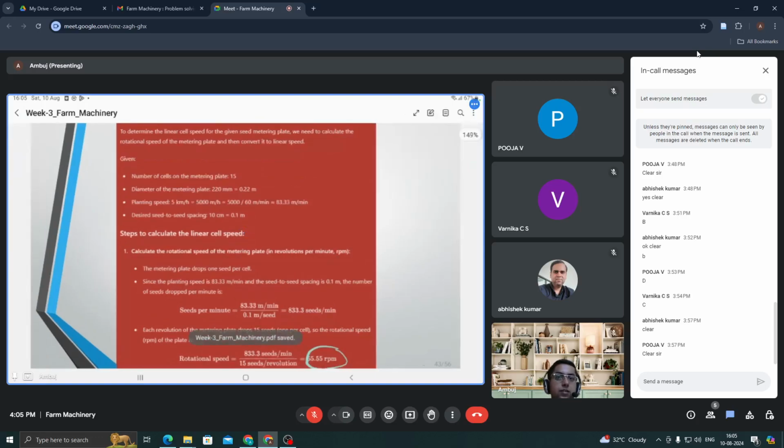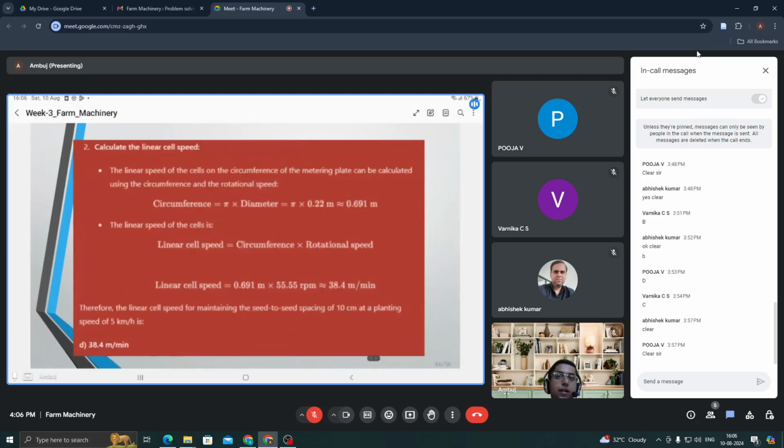Okay. Don't worry. Just see here how to use the attributes or the values given in the question and calculate the n, which is the RPM. Then just apply the formula V is pi dn, I already told you, or you can say C into n, where C is the circumference. So pi d I have calculated here. Then I have multiplied by 55.55, and then I have got the value as 38.4 meter per minute.